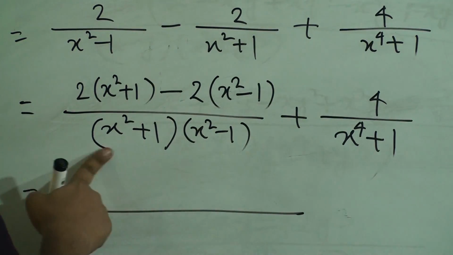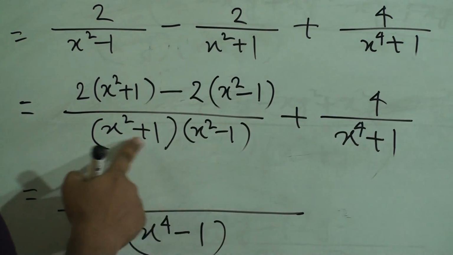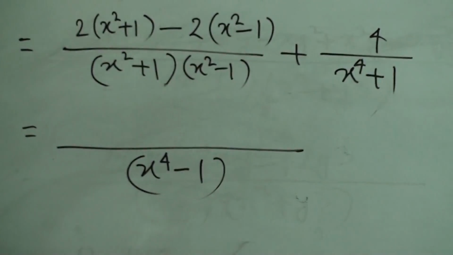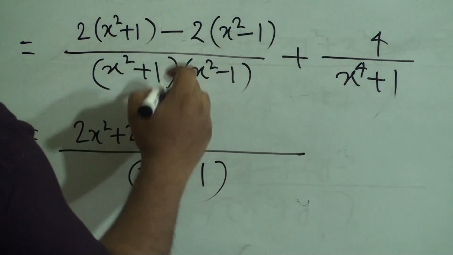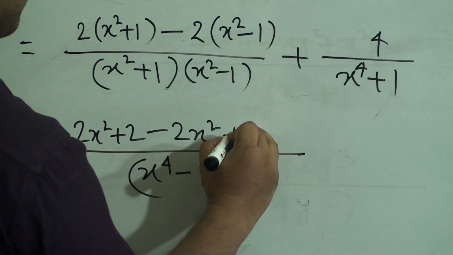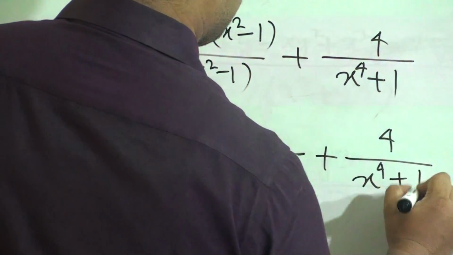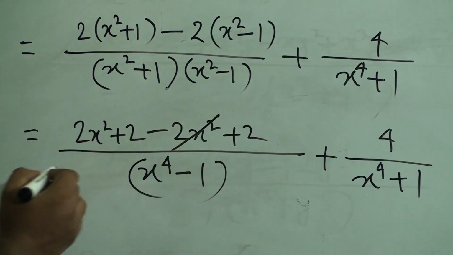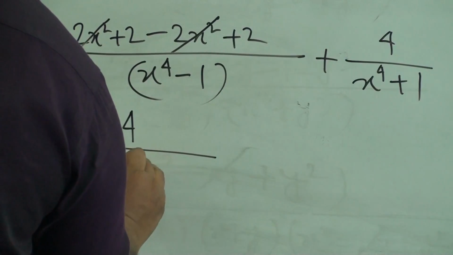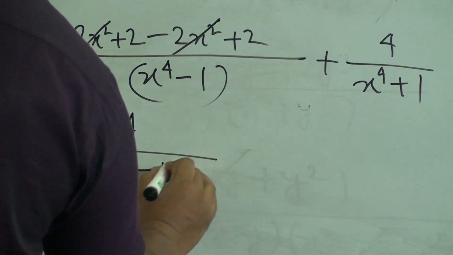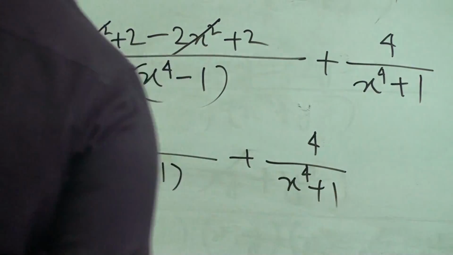Now this is written as x to the power 4 minus 1, because (a plus b) into (a minus b). So we can write, now we do calculation: 2x square plus 2 minus 2x square plus 2 plus 4 by x to the power 4 plus 1. Now this 2x square and 2x square are cut and here 4 is left. Here x to the power 4 minus 1 and here 4 by x to the power 4 plus 1.